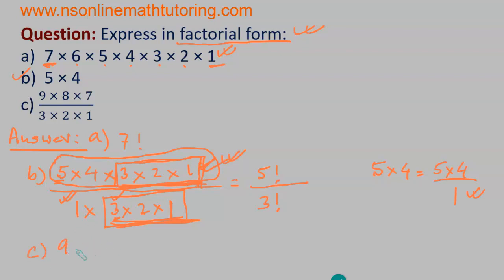9 times 8 times 7, and the denominator is 3 times 2 times 1. 3 times 2 times 1 is 3 factorial. We have seen this. But what about the numerator? It is not in a factorial form, but I have to get this in a factorial form.